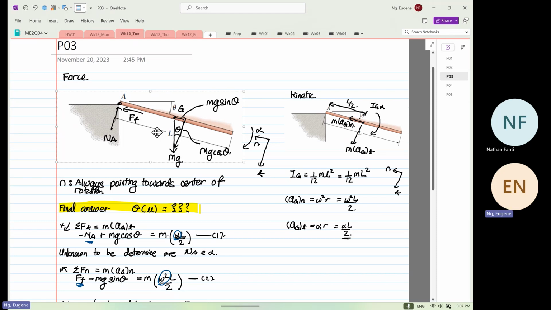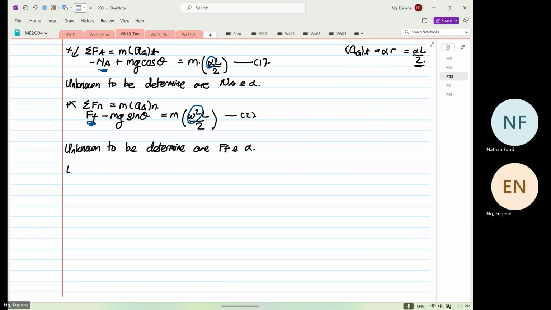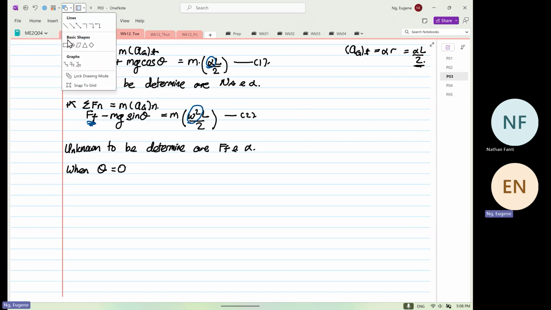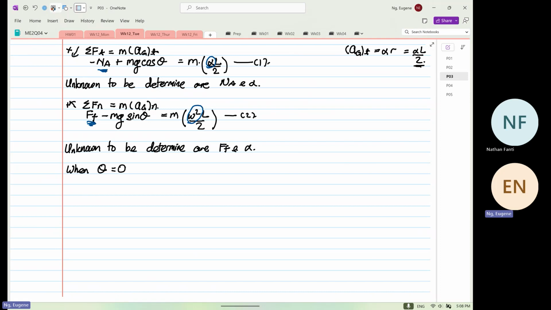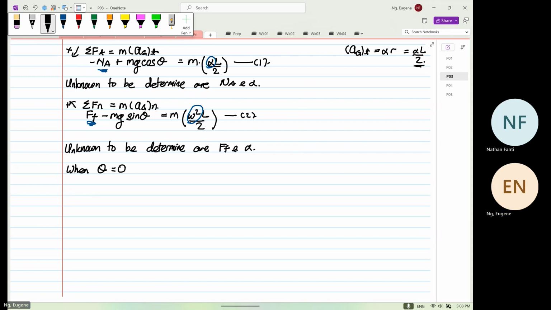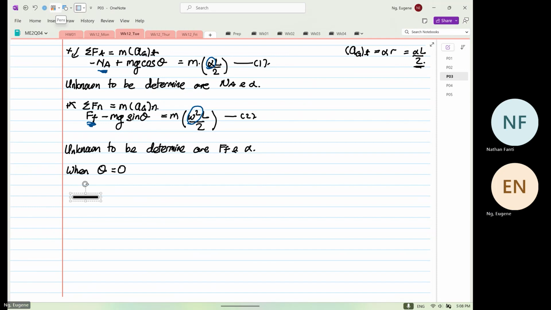Now if I were to take this diagram, if I'm going to sketch when theta is equal to 0. I don't know why I do this question. It's just so abstract, but anyway, it's fun. When theta is equal to, come on, Eugene, seriously.